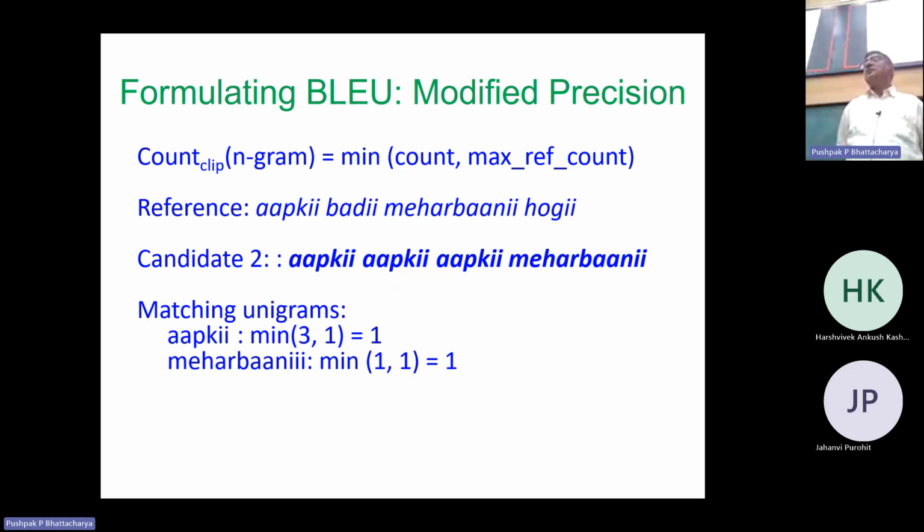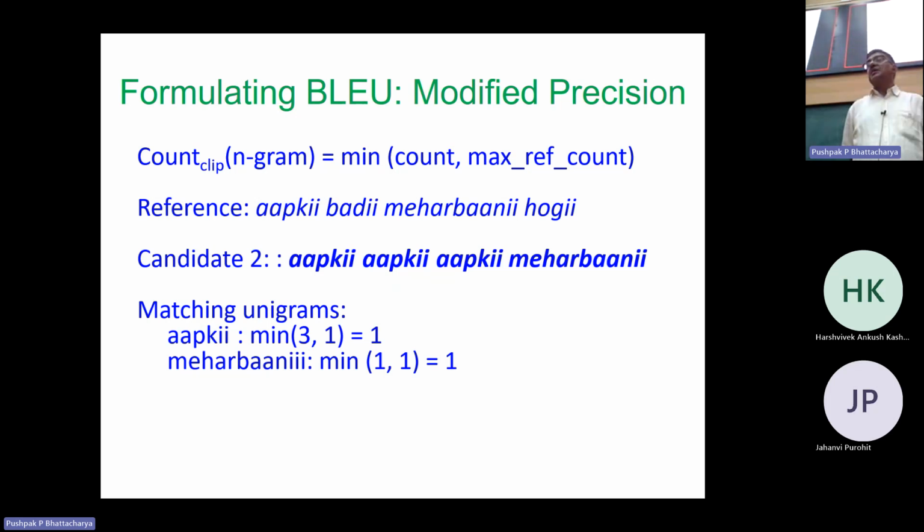clipped count is the minimum of count, comma, max of reference count. Here, aapki matches 3 times. The same word matches 3 times, but the word as such appears only once in the reference. Then we take the clipped count in the form of the minimum of these two quantities. Then the correction is achieved.